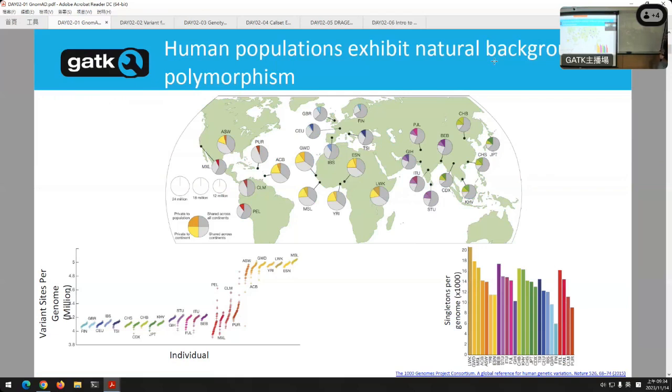So these figures are showing some of the patterns of genetic variation across diverse global populations. And this is from the 1000 Genomes Project, which was one of the first efforts to sequence a large, diverse group of humans to start studying patterns of variation in the population.